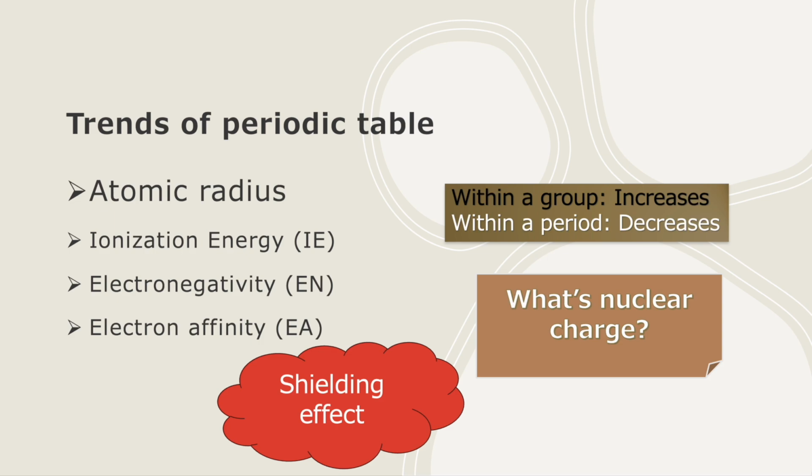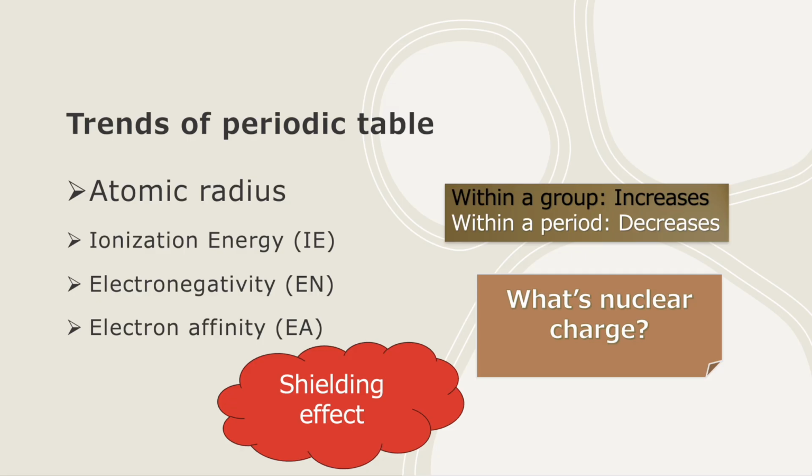So let me give you a conclusion on it. Across a period from left to right, atomic radius decreases because more protons means a stronger nuclear attraction, the same number of energy levels means no extra shielding, and electrons are pulled closer, shrinking the atom.